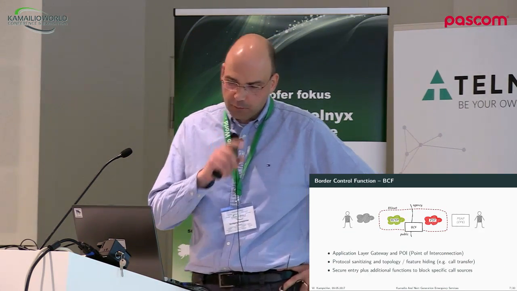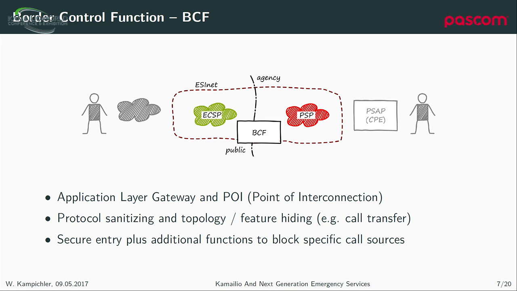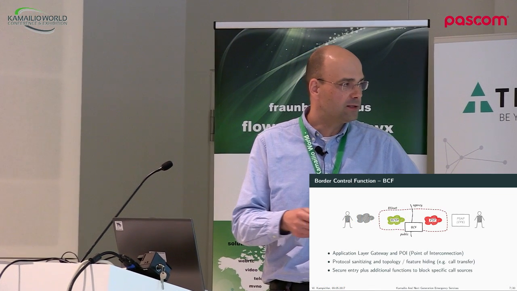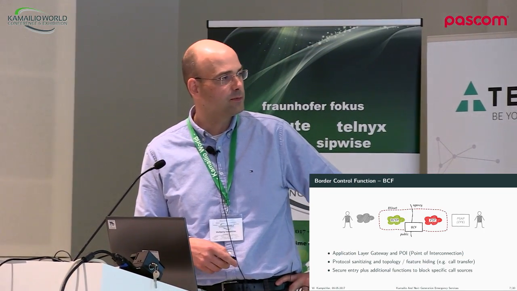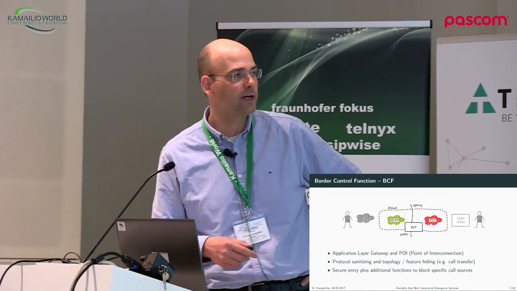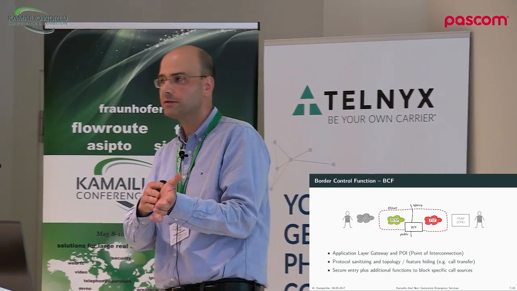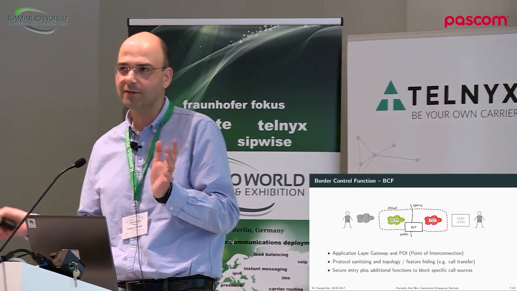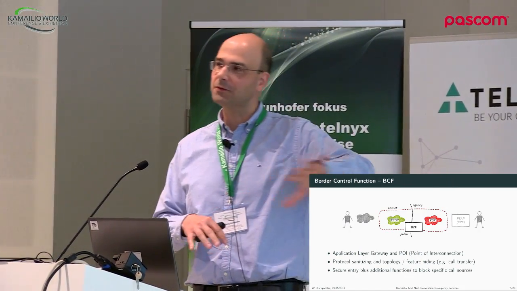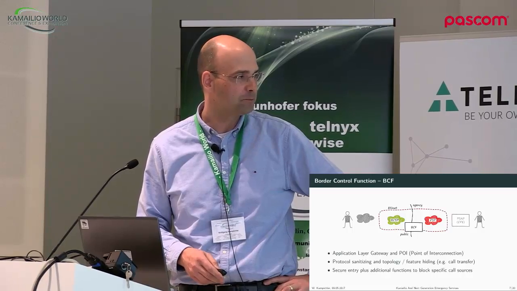The border control function is an application layer gateway or the point of interconnect. This is where calls are routed from the public. Beyond that, we have these open standards that forward calls to the correct PSAP. They do some protocol sanitizing and perhaps also some topology and feature hiding if necessary. For instance, a call transfer from one emergency center to another can be a bit different or a bit difficult, so we want to hide that from the public.